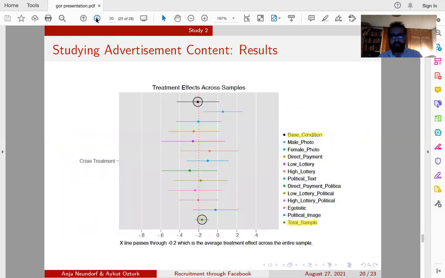Why does this matter? In order to see why it matters, we explored how treatment effects change across different advertisements. In this case, we use a crisis treatment, in which we mentioned economic problems in Turkey and asked people their economic outlooks. Overall, in our sample, treatment worked as expected, minus 0.2 average treatment effect. And this is the same for all material incentive conditions, more or less. On the other hand, in samples formed with political advertisements, there is no treatment effect. Because this is a very political sample, people have strong political opinions and they don't react to our treatments.